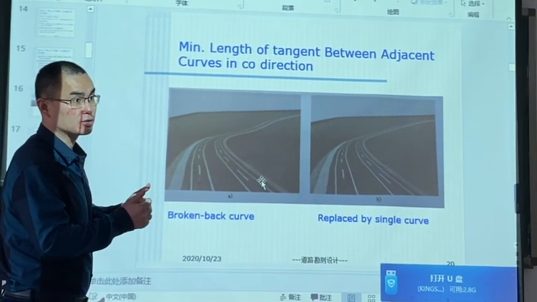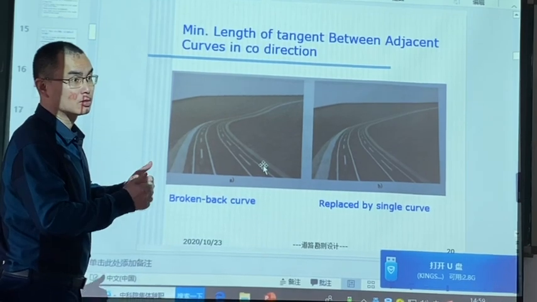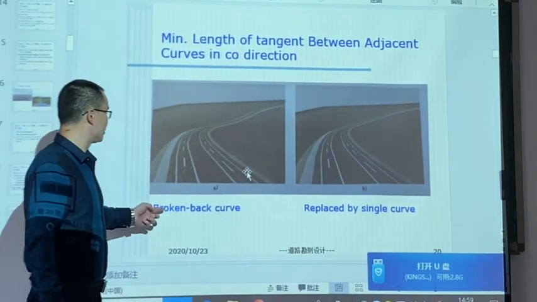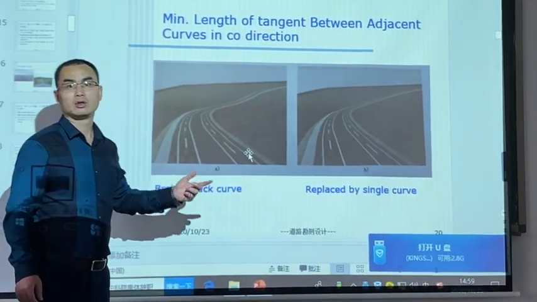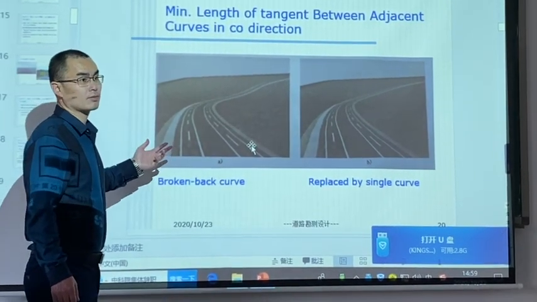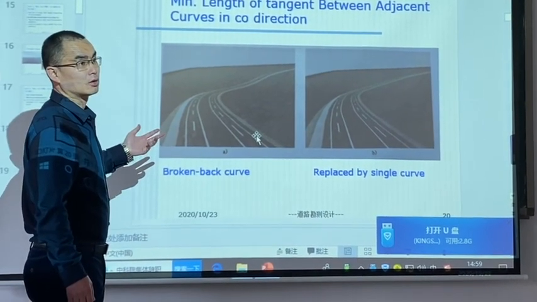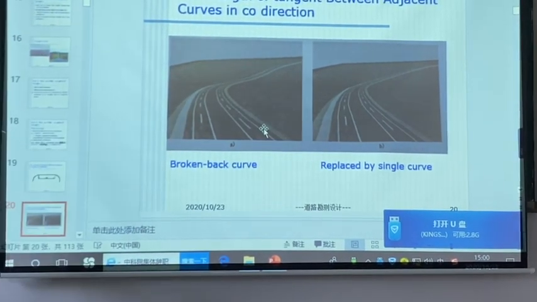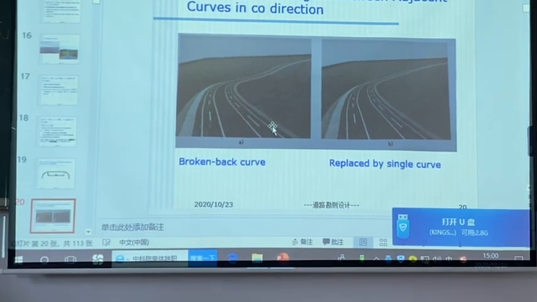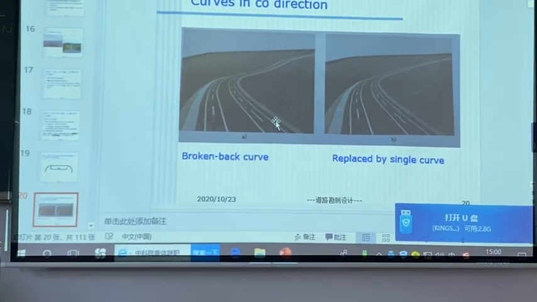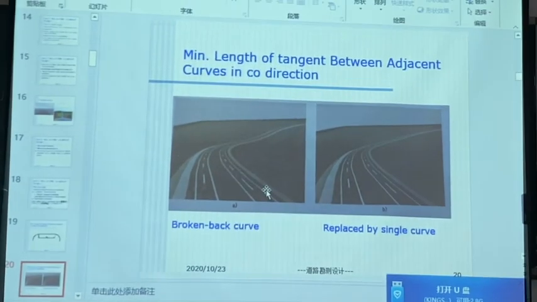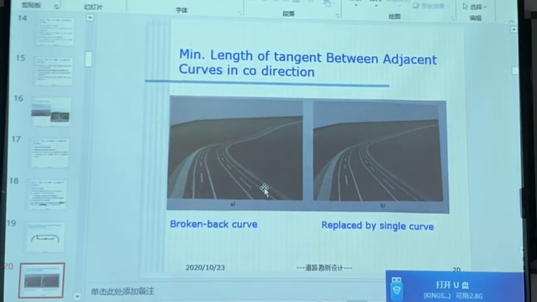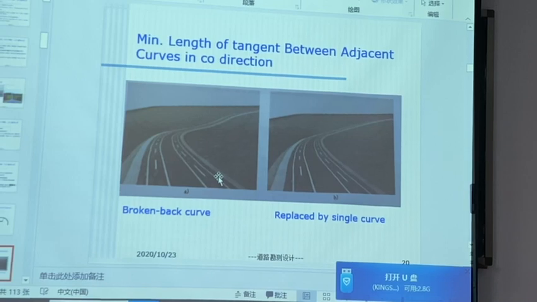Reverse direction. Reverse. So this broken back curve is harmful. Harmful. Not good. It's bad. Harmful for driving.